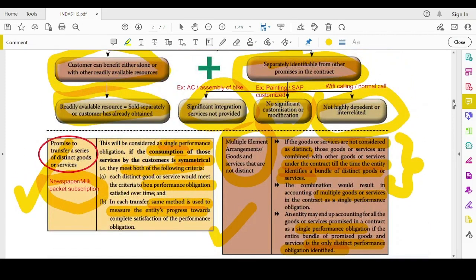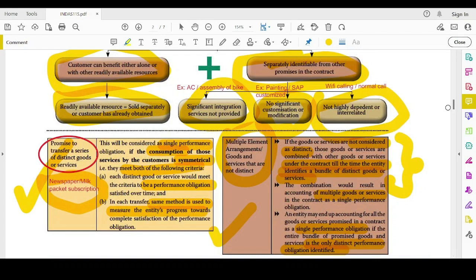Or else we will have a case of a customized contract. We have multiple elements that are not distinct, but multiple elements are provided. Then we will consider it as a single contract until we can identify a distinct component. If we are able to identify a distinct component, we'll separate that out as a distinct contract and keep the rest as a multiple-element single contract.